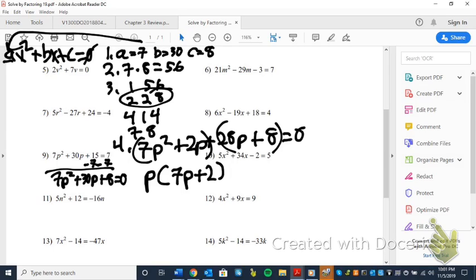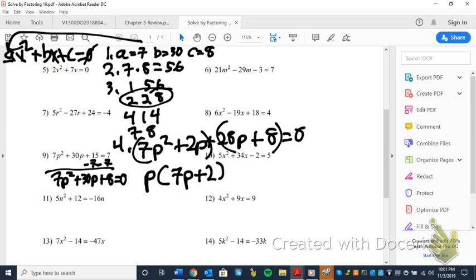So then that gives me p times 7p plus 2. Notice that if I redistributed that p, I'd get back to 7p squared plus 2p. But we're not going backwards, we're going forwards. Okay, so now we have 28p plus 8.